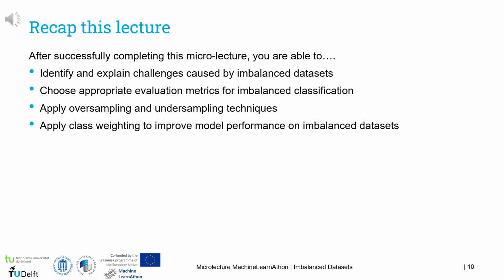In this micro lecture, you learned to understand what imbalanced datasets are and what challenges they cause. Then you learned that there are different evaluation metrics apart from accuracy, which you can use, or which you basically should use, for imbalanced datasets. Then you learned about oversampling the minority class or undersampling the majority class. And last but not least, you learned about class weighting to improve the model performance.